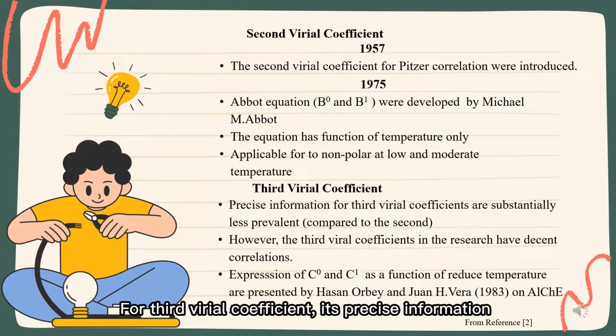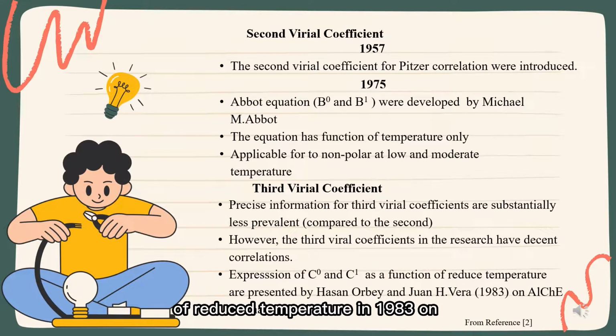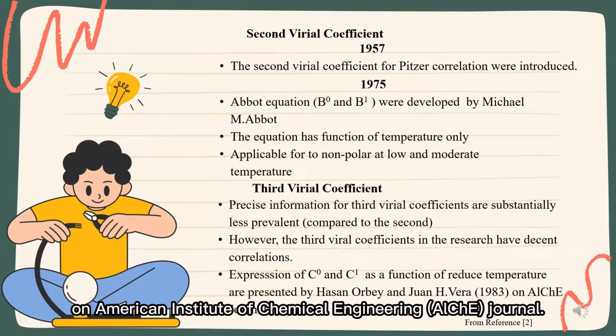For the third virial coefficient, precise information is substantially less prevalent compared to the second coefficient. However, there is a decent correlation based on research. Hassan Orbey and Yuan H. Vera presented expressions of C0 and C1 as functions of reduced temperature in 1983 in the American Institute of Chemical Engineers journal.